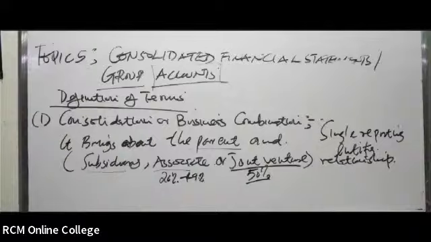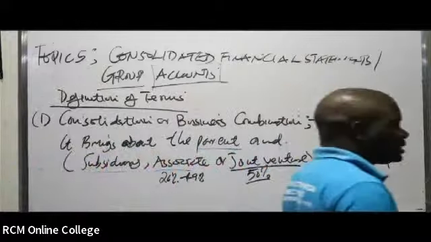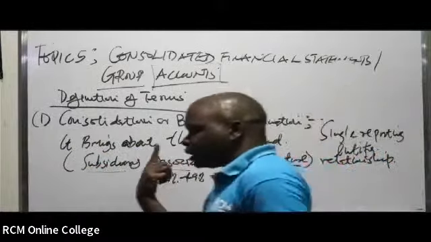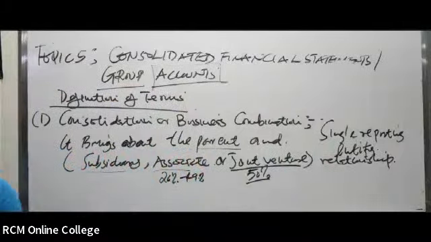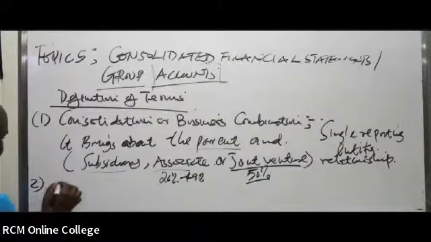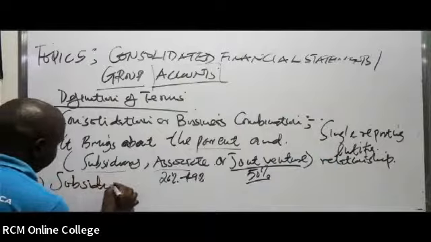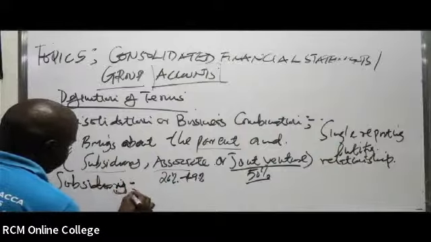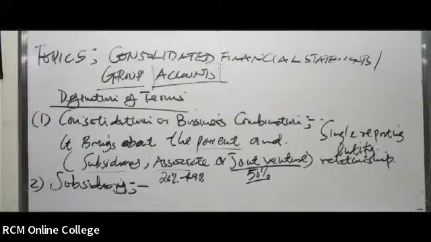So basically you are trying to combine the books of accounts of all these entities. You put them together and you come up with a single income statement, a single statement of financial position, or maybe a cash flow statement. So there are a number of terms you've mentioned here. Number 2, you can write subsidiary. What is a subsidiary? You can write this about a subsidiary: it is an entity that is controlled by another entity.